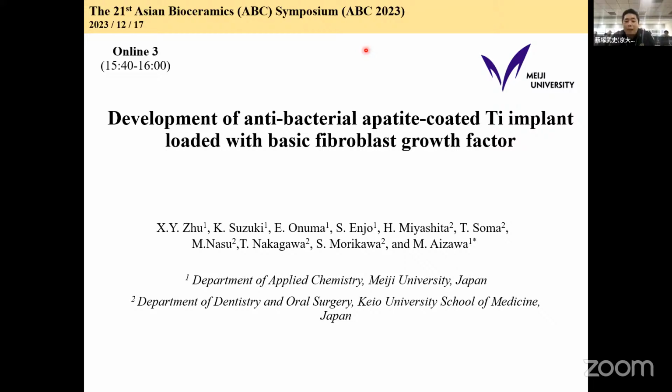Yes. The apatite coated titanium implant loaded with basic fibroblast growth factor. Thank you for your introduction. My name is Xinyu Shi, a master student from Meiji University, Japan. And today I would like to give my presentation with the title of Development of Antibacterial Apatite Coated Titanium Implant Loaded with Basic Fibroblast Growth Factor.